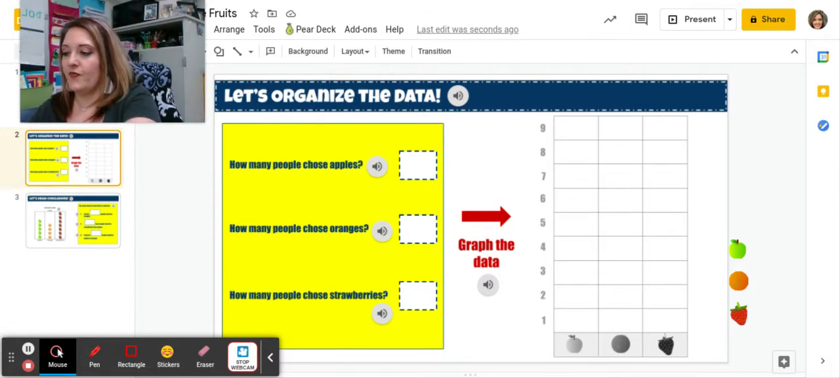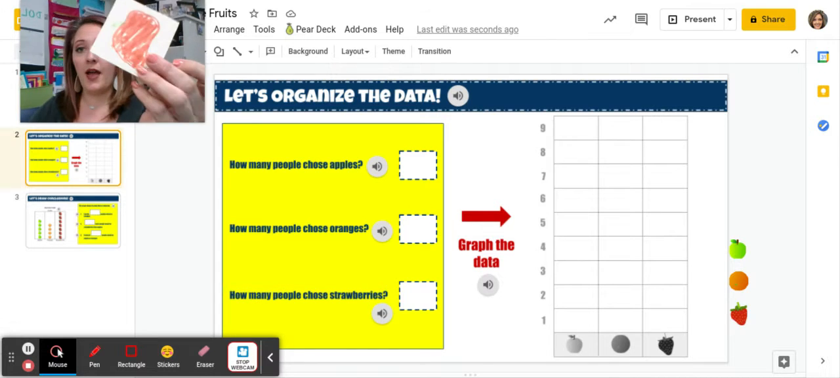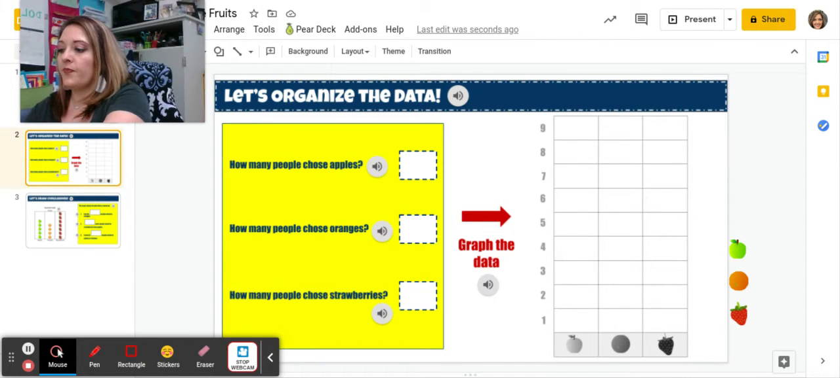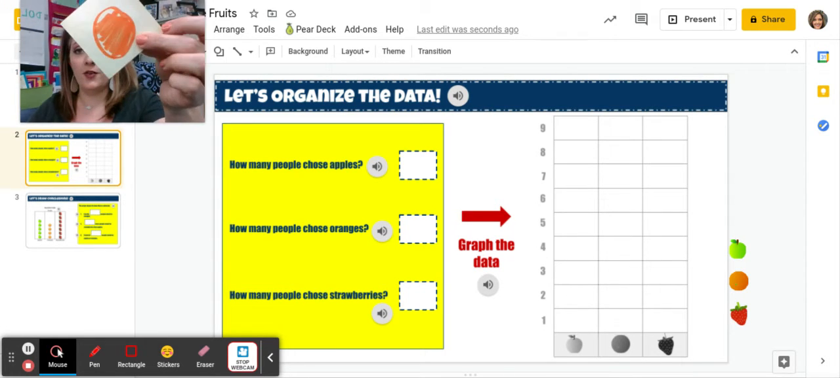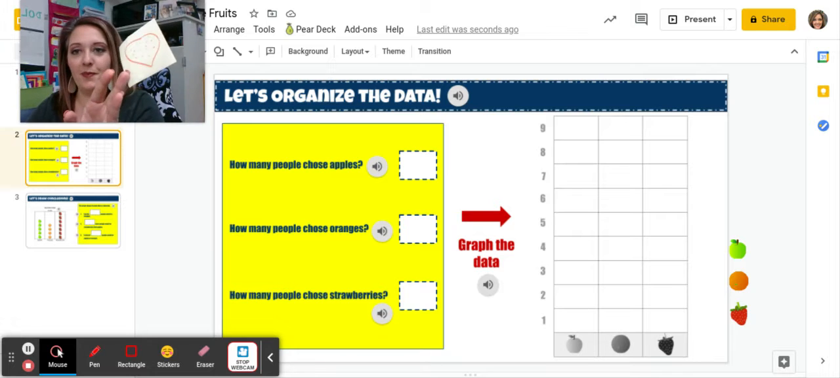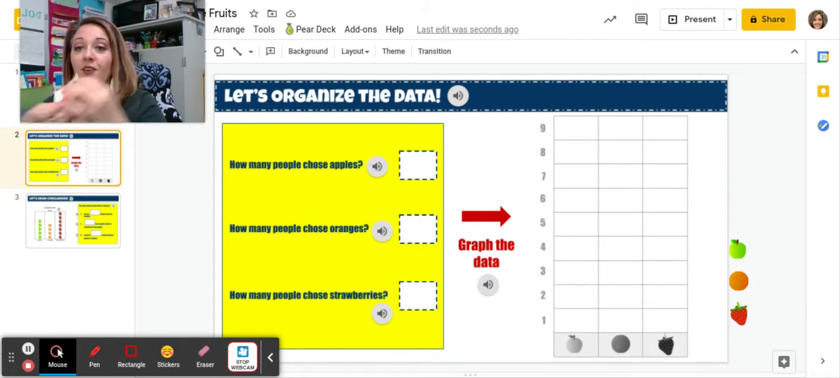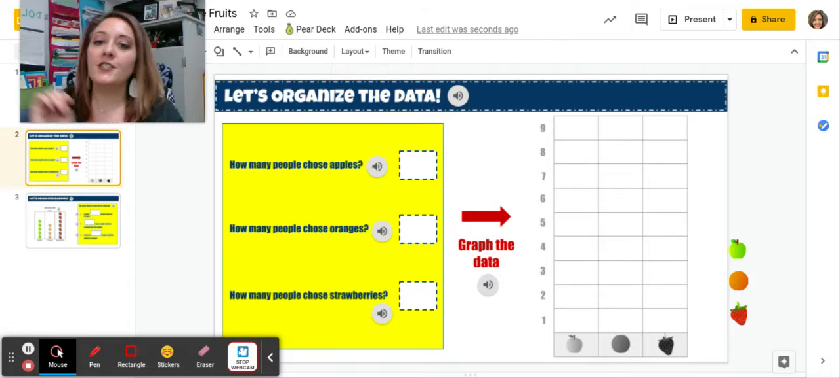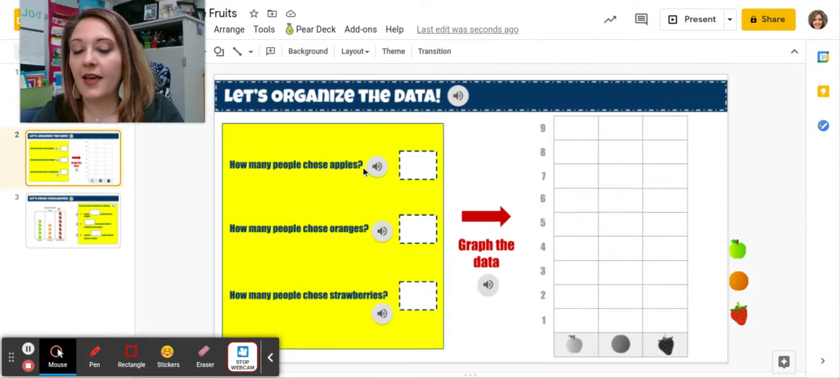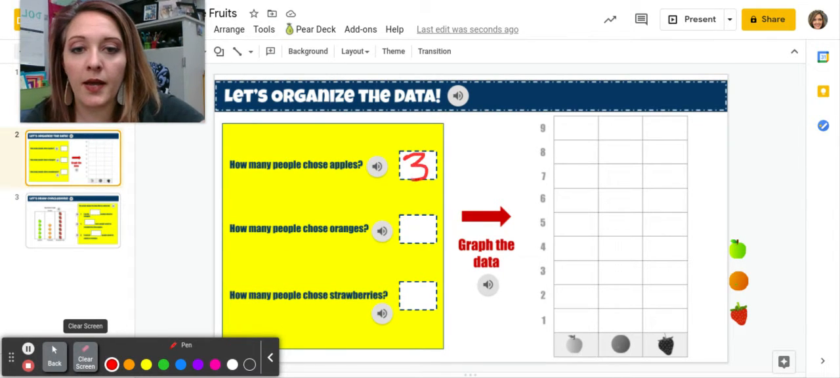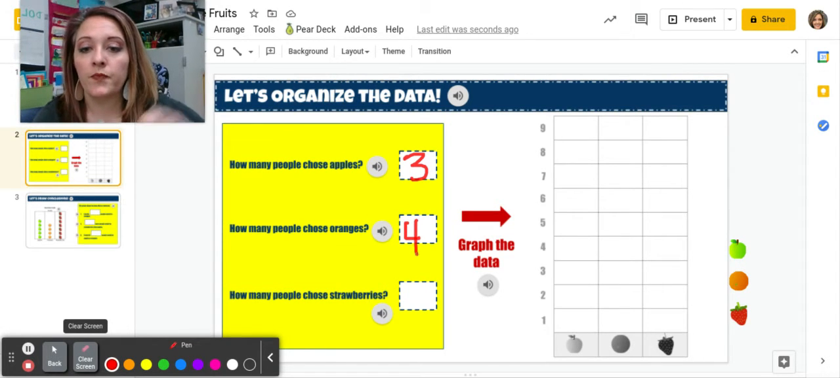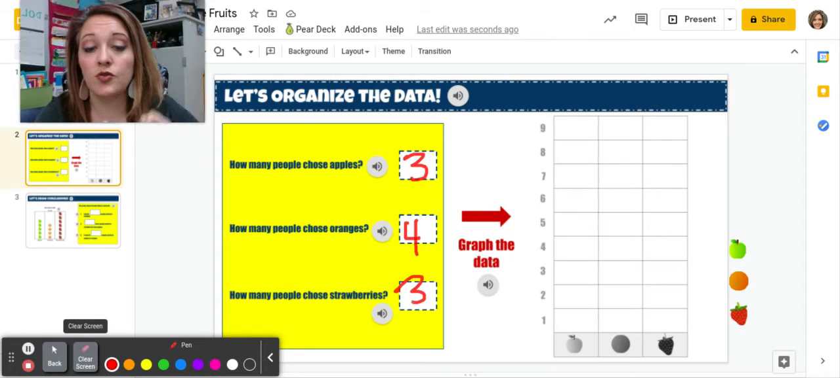another orange, another apple, another strawberry, another orange, another strawberry, and one more apple. Okay, so I had 3 people that chose apple. So I'm going to put the number 3 in this box. I had 4 people choose orange and 3 people choose strawberry.